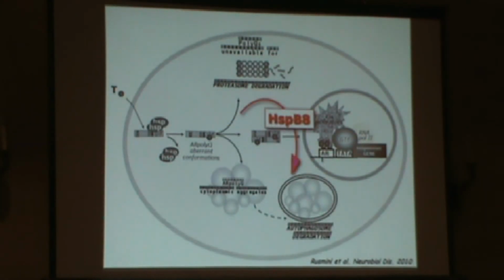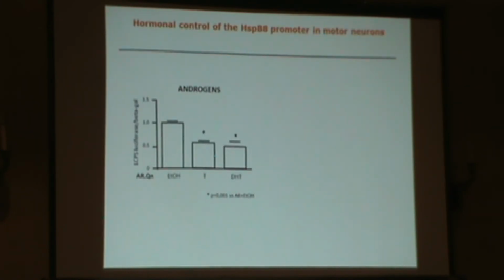So this is our idea now. In some way, HSPB8 restores the autophagic flux inside the cells and eliminates the misfolded species, so prevented this accumulation and probably all the other toxic mechanisms. But it is a protein, it is hard to administer proteins to humans, so we have to find a way to induce the expression of HSPB8 directly in motor neurons with drugs.